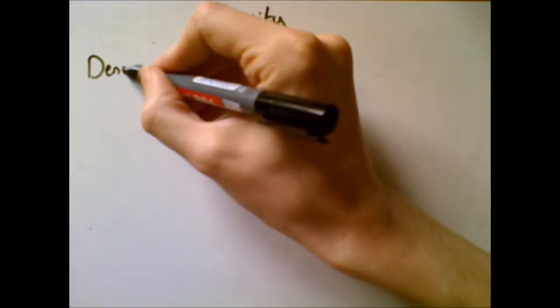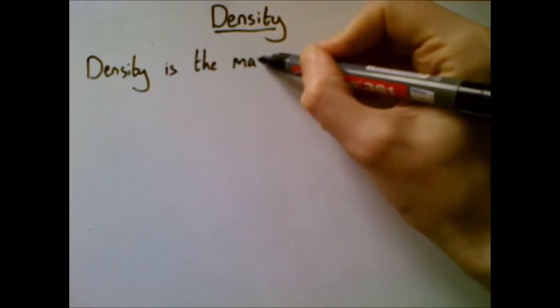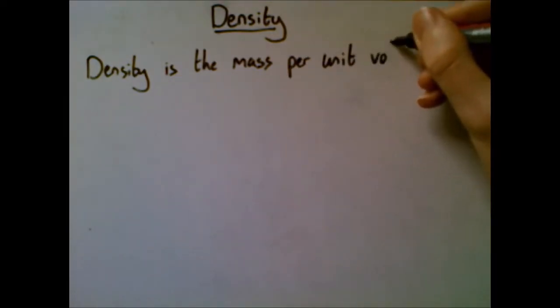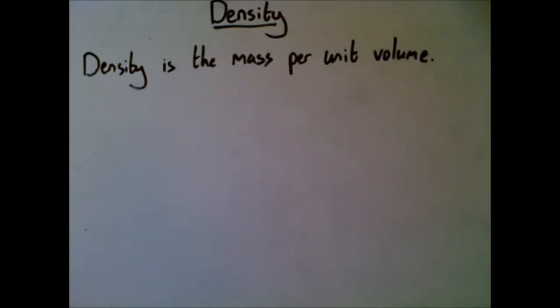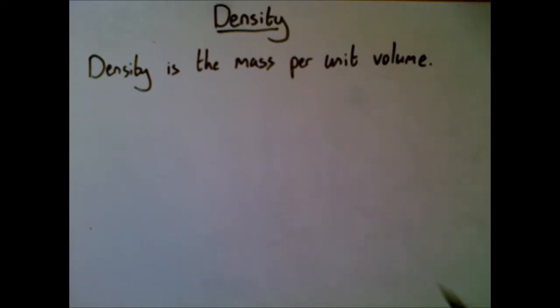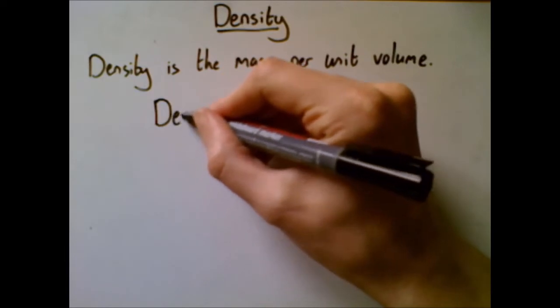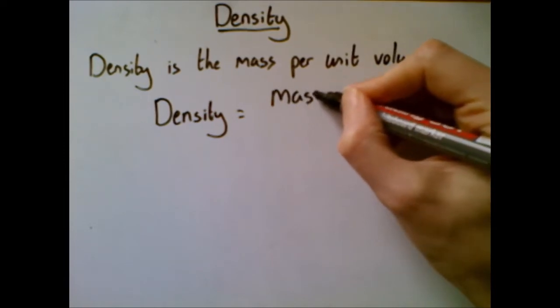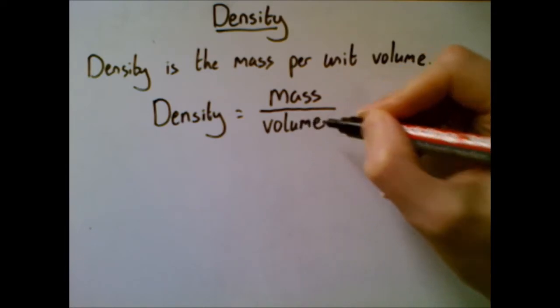So density is the mass per unit volume. Okay, so it really means how much mass is there in a certain volume. That's what that phrase means. Per unit volume just means per 1 unit of volume. So as a formula then, you might be able to work this out already, or you may know this already. Density equals mass divided by volume. Okay, there it is.